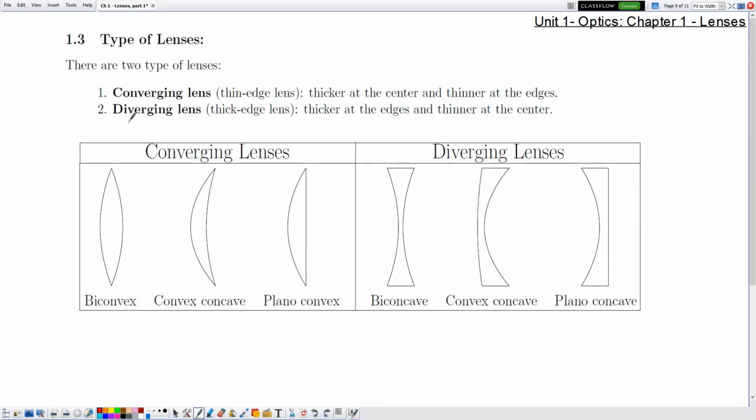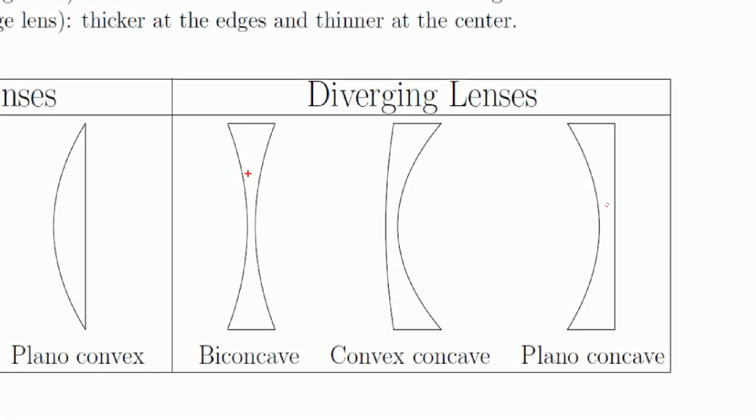The other type of lens is a diverging lens. It is thicker at the edges and thinner at the center. Notice that this lens is thicker at the edges and thinner at the center, so it is a diverging lens. Also, this is known as biconcave. This is thicker at the edges and thinner at the center. This is also a diverging lens. The same for this, it is thicker at the edges and thinner at the center, and this is known as plano-concave.